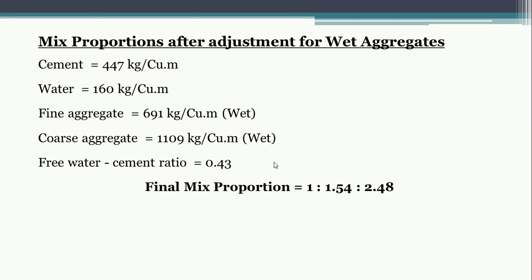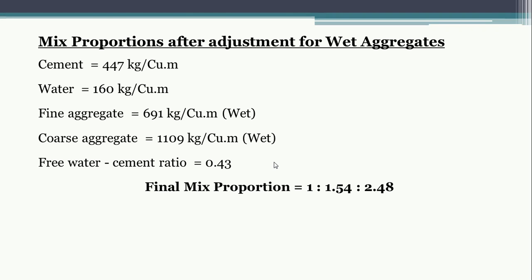But if you remember the previous problem, for M45 grade concrete, we did the previous mix design problem. The value is more or less the same. There also it was 1 is to 1.54 is to 2.48. But what is the difference between the previous problem and this problem? In the previous problem, for the same mix proportion, the workability was 125 mm. Here, the workability is 75 mm.